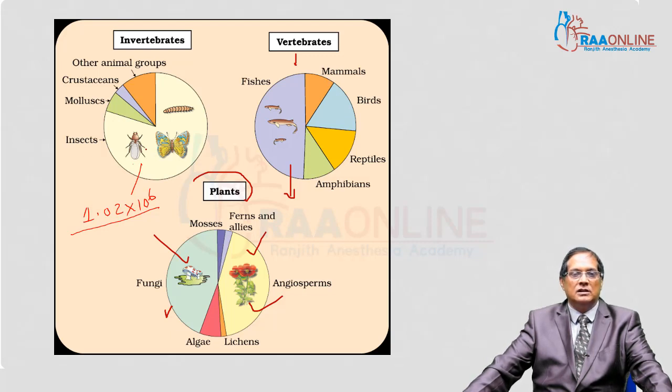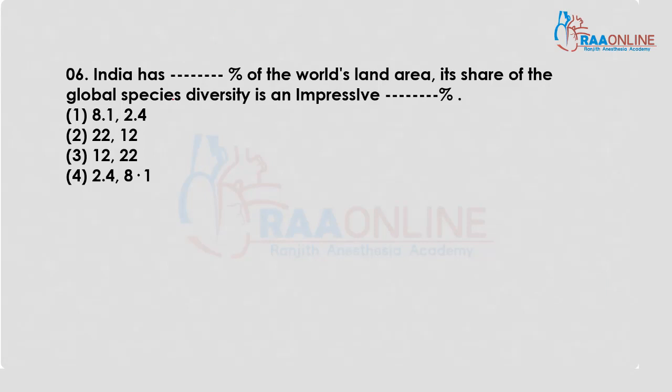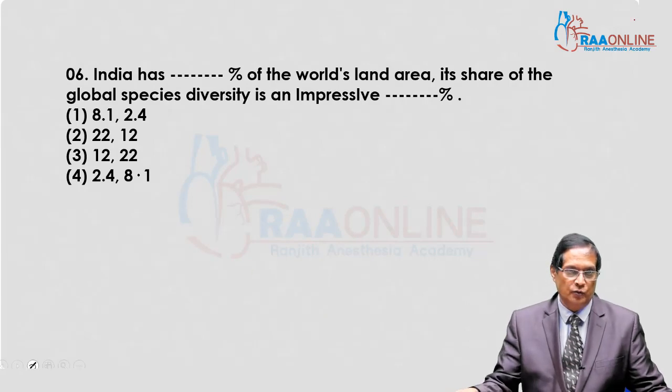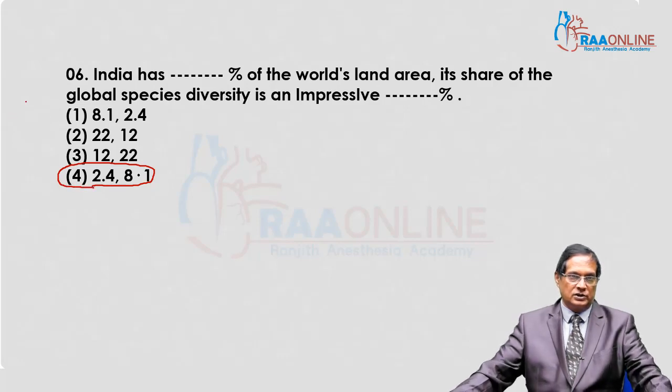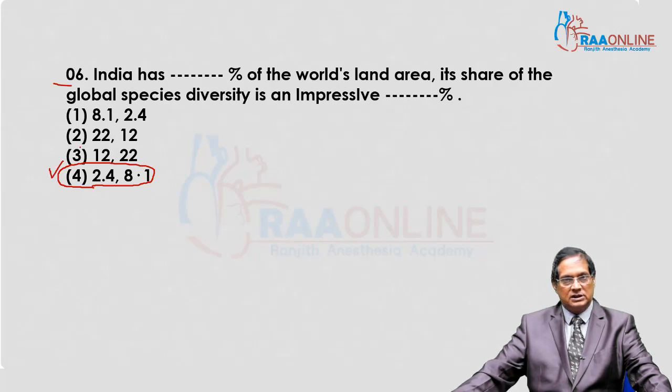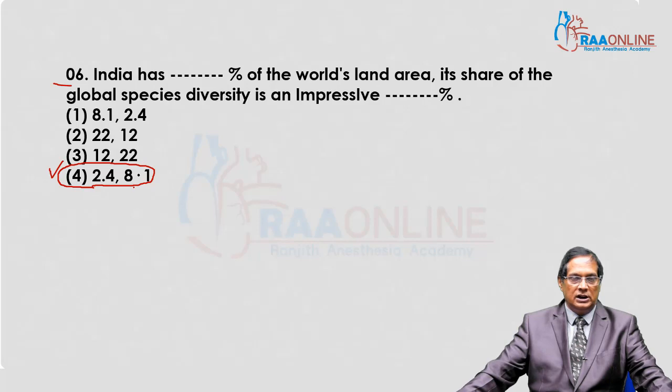A direct question was asked in AIIMS exam previously, but AIIMS is now merged in NEET. India has, what about India? This is a data based question. India has a total of 2.4 percent land area, and as far as biodiversity is concerned, that is 8.1%. So question number 6, answer is 4th. India contributes 8.1% of global biodiversity with respect to the percentage.